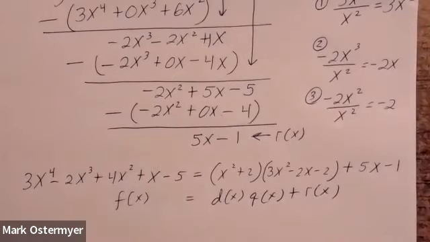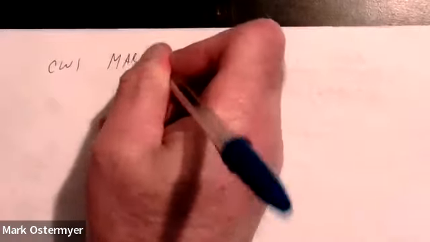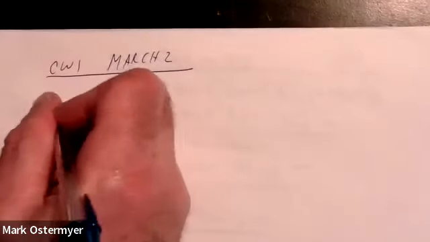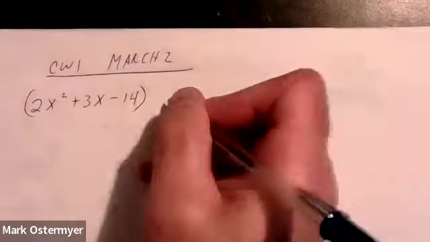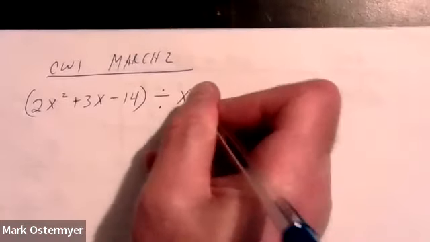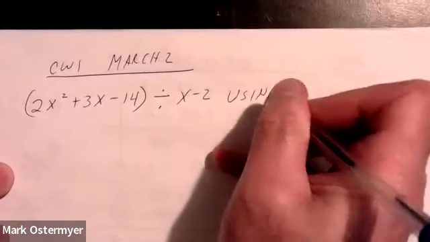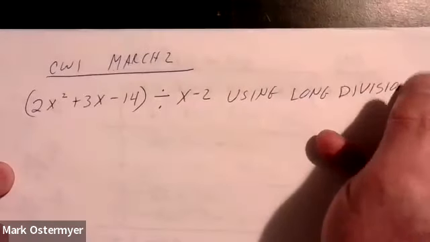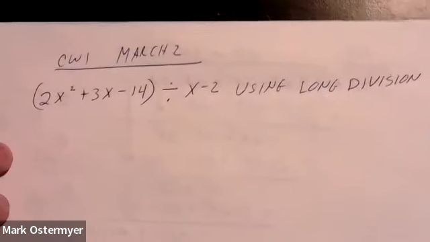All right, for classwork number 1, now I'm going to have you do this long polynomial division. Today is March 2nd. I want you to take 2x squared plus 3x minus 14 and I would like you to divide this polynomial by x minus 2 using long division. Go ahead and do that, ladies and gentlemen, and we'll check your answers. Okay. So go ahead and perform long polynomial division.